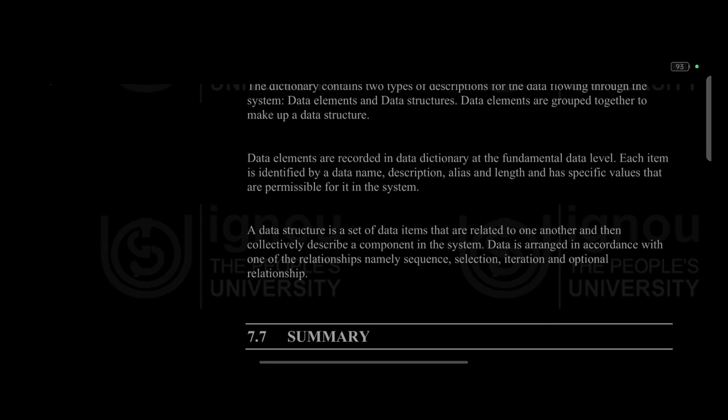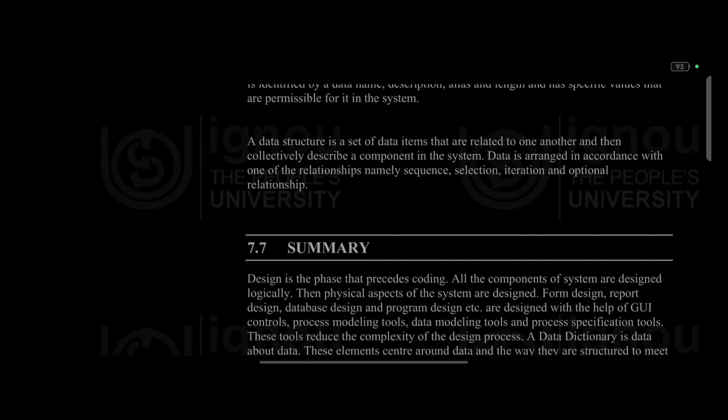A data structure is a set of data items that are related to one another and then collectively describe a component in the system. Data is arranged in accordance with one of the relationships, namely sequence, selection, iteration, and option relationship.